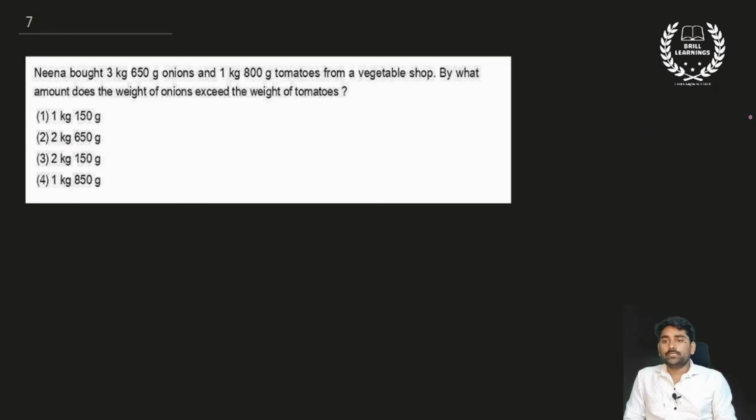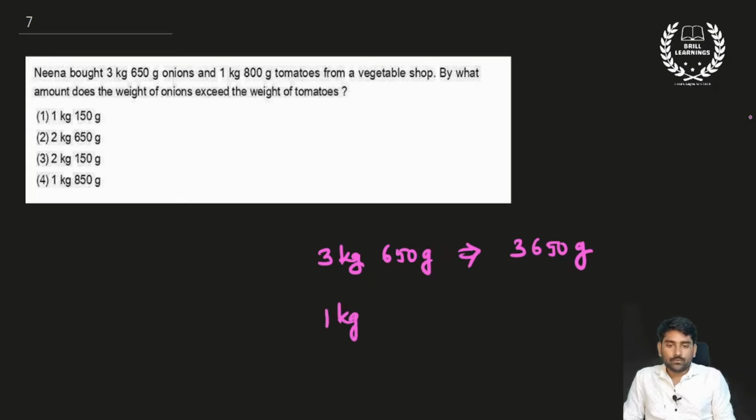Neena bought 3 kg 650 grams onions and 1 kg 800 grams tomatoes from a vegetable shop. By what amount does the weight of onions exceed the weight of tomatoes? So take the difference simply. First convert all these kgs into grams. Onions 3 kgs 650 grams. Convert this whole value into grams itself. So 3650 grams. Next 1 kg 800 grams of tomatoes. So convert this value also, 1800 grams.